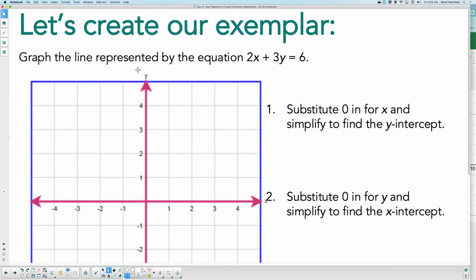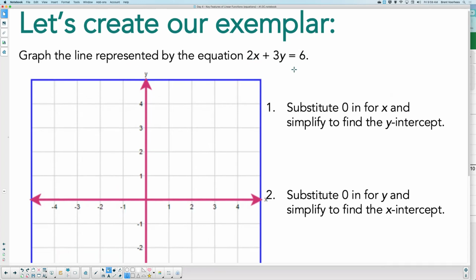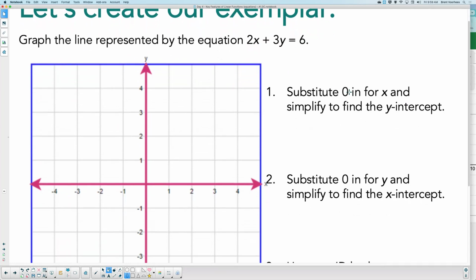So it says here, let's graph the line represented by the equation 2x plus 3y equals 6. So here's our steps. We're first going to substitute a 0 in for x and simplify to find the y. Now there's a shortcut for this, but I'm going to write out all the steps first.